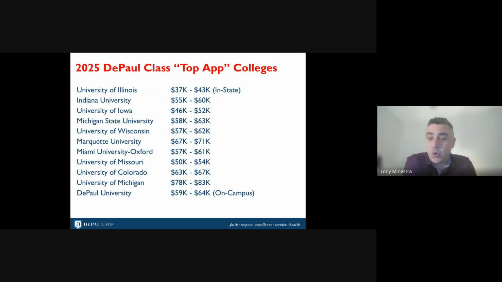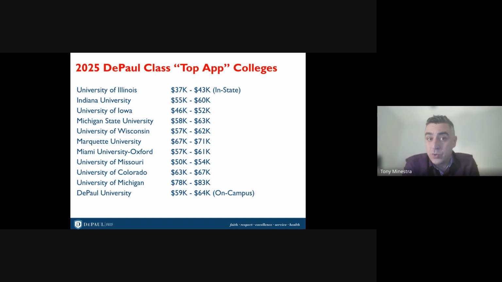All right, here's a quick, honest look at our top 11 application destinations for this 2025 graduation class, okay? University of Illinois, you'll notice, comes in the lowest. Now, this is before, as Megan mentioned, any discount, any grants, loans. This is the sticker price at these universities, okay? University of Illinois, from an in-state perspective, is your lowest cost option of our top 11 application destinations, right? And that's an in-state choice.